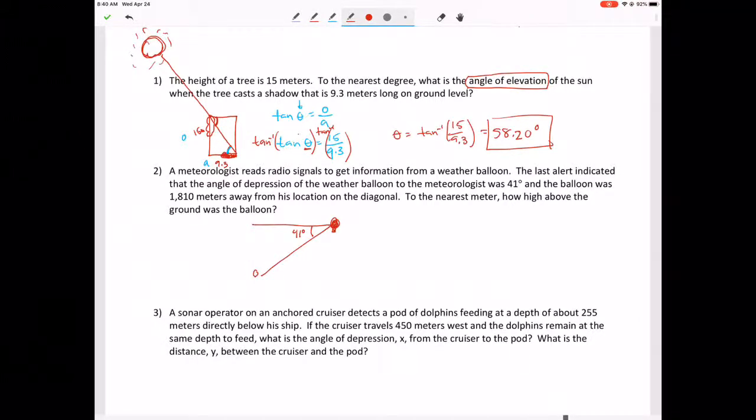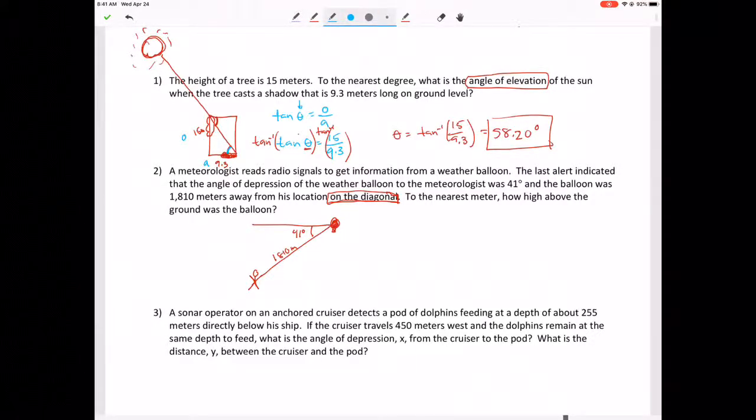So here's maybe my meteorologist, and the balloon was 1,810 meters away from his location on the diagonal. Okay, so if they say on the diagonal, we would be using that hypotenuse. If it was by height or distance on the horizontal or whatever, then we'd use those sides. To the nearest meter, how high above the ground is the balloon?